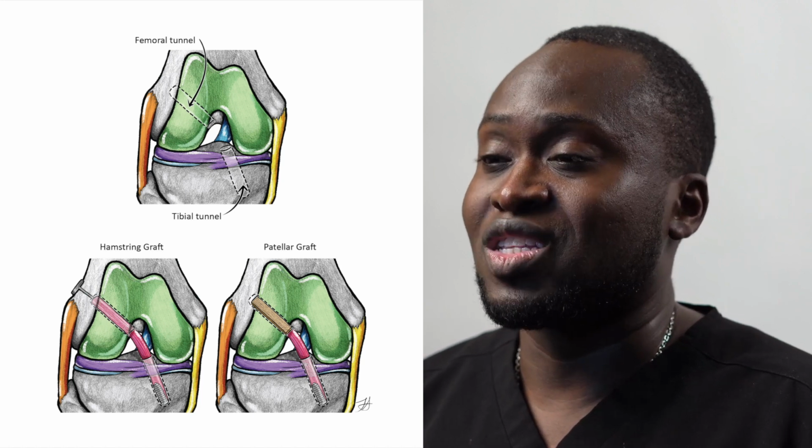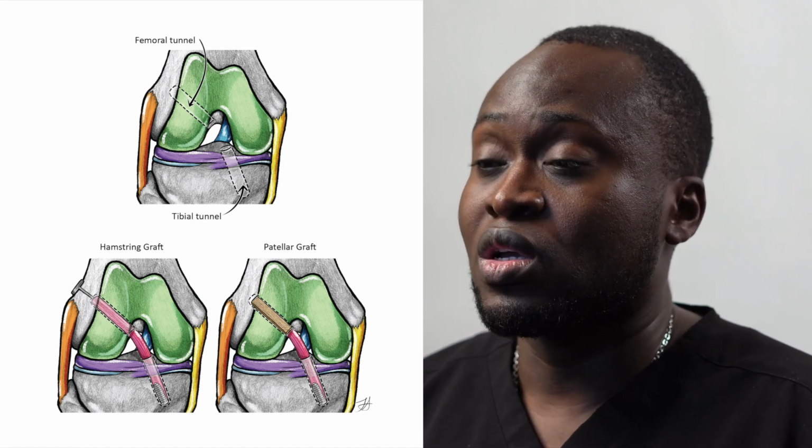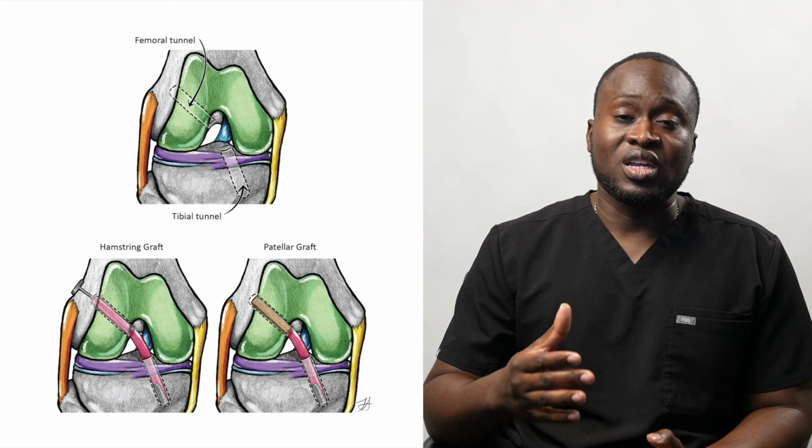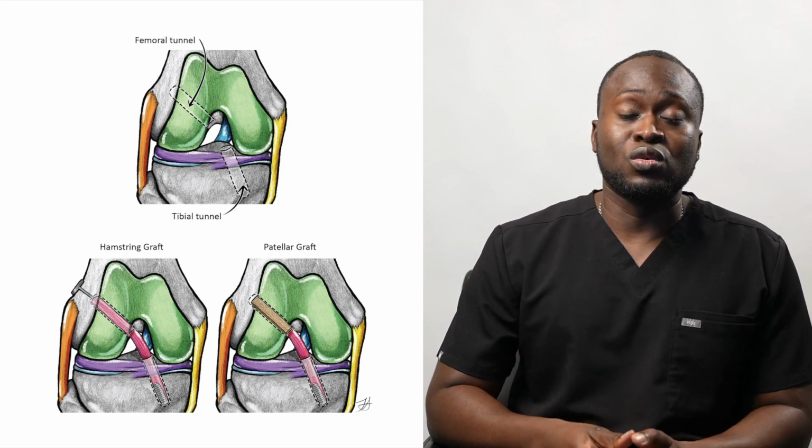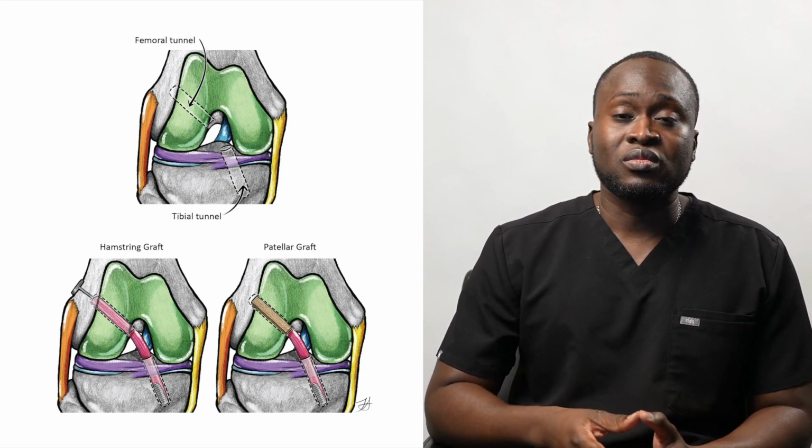That's done by drilling tunnels through your femur, your thigh bone, and through your tibia, your shin bone, and actually running that new tissue through those tunnels, and that's building a new ACL. There are a few common ways we can do that. We can take that by taking tissue from your hamstring, or part of it at least. We can do it by taking some tissue from your patella tendon, that tendon in the front of your knee.